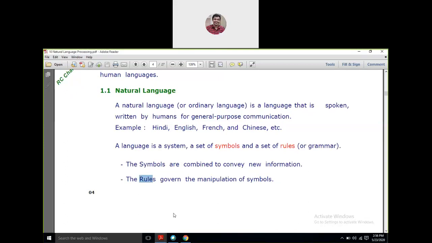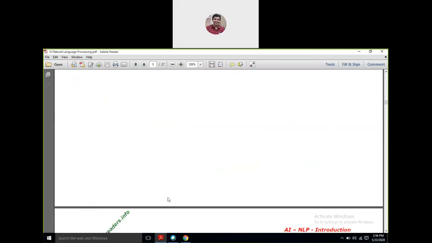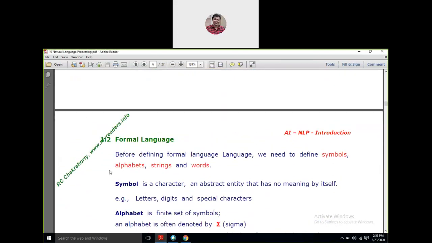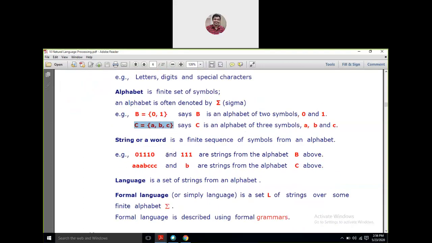What do we mean by manipulation of symbols and using of rules? Symbols means I have various types of characters, right? I'll show you here first, then I'll get back there. Like in a formal language, we can have different types of symbols like the alphabets. They can be like this, or they can be in the character set, or they can be numeric as well as character set, or they can be alphanumeric also. They can be in the form of strings.